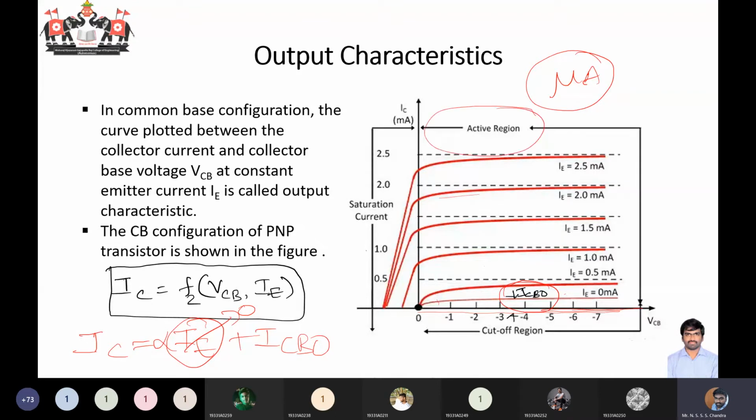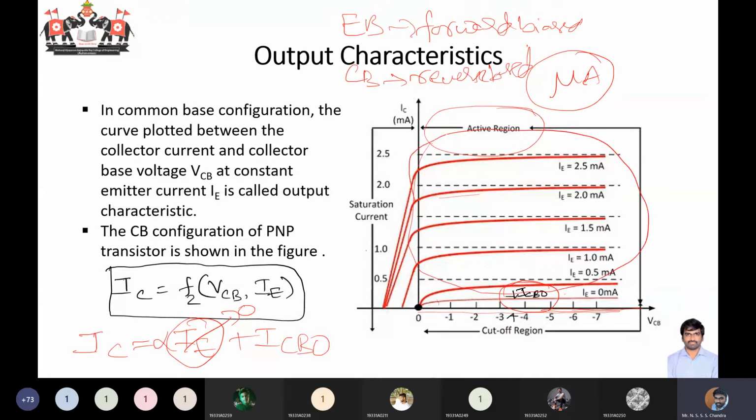So active region is the region where you are operating the transistor in such a way that your emitter base junction is forward biased and collector base junction is reverse biased. If you are operating in such a condition, then you'll get the graph in this region. So this portion of the characteristic is known as active region. Okay, so active region is where you are going to use your transistor as an amplifier.